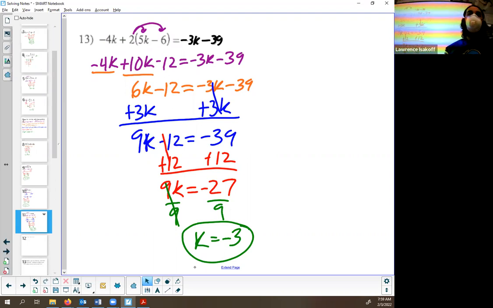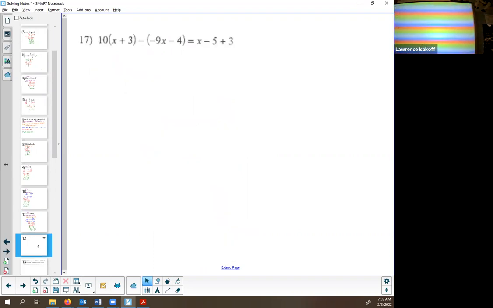I think we are ready for one final example. This next example is a really big one because I have two sets of distribution. I have more like terms to combine, all that stuff. So we're just going to, again, take it one piece at a time.